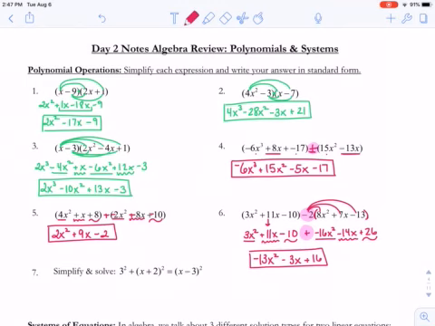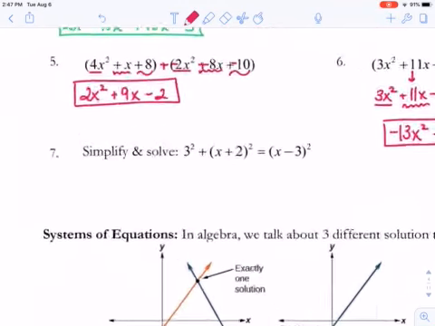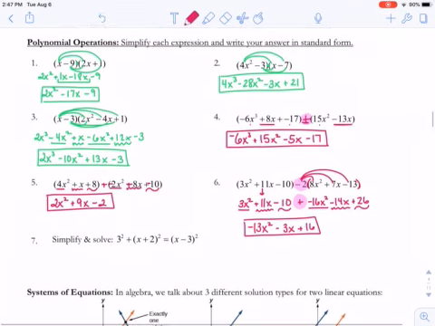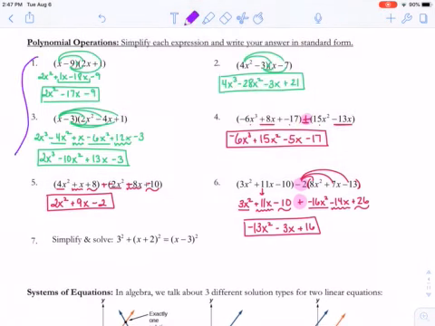Okay. Number 7 has polynomials as well. This one though, notice numbers 1 through 6 didn't have any equal signs. We're not solving in numbers 1 through 6. We're just simplifying. So let's kind of make note of that. Here we're simplifying. So I'm just going to write simplify.